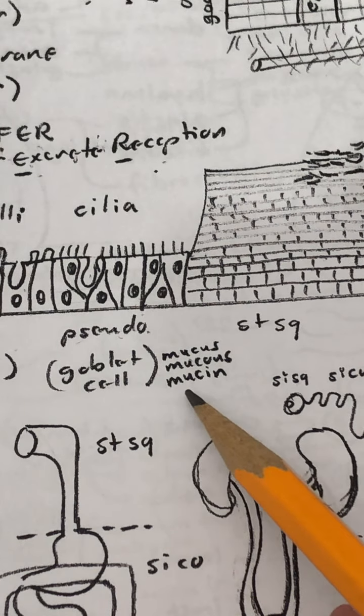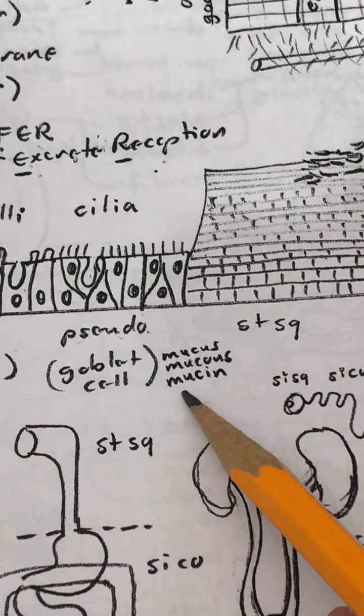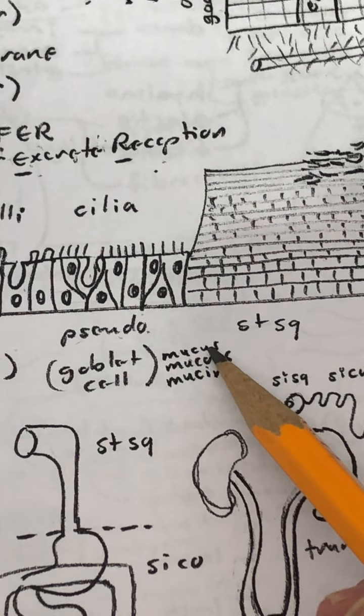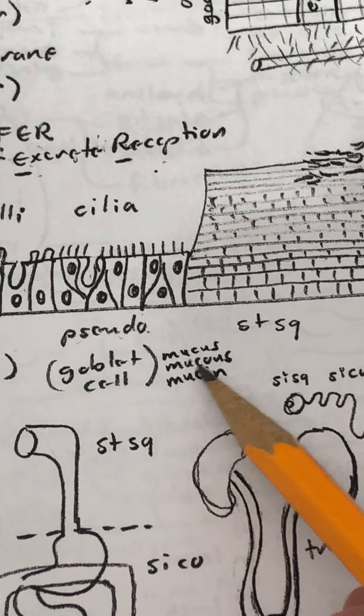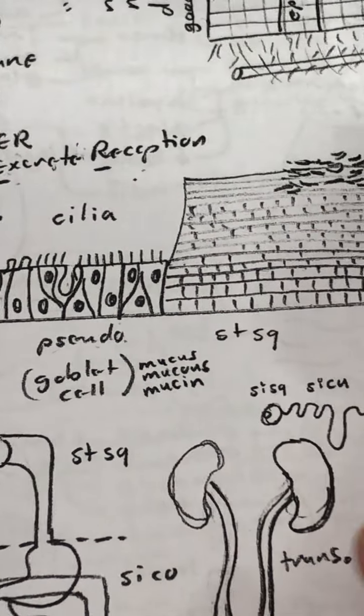And the slimy mucus is made up of a protein plus water, and the protein is called mucin. So mucin is the protein. You combine it with water, you make mucus, the slimy stuff, and whatever is associated with it has the adjective mucous associated with that too.